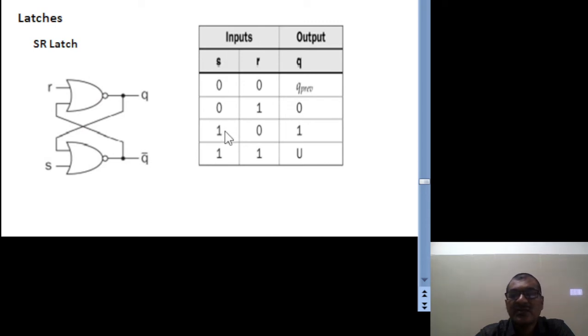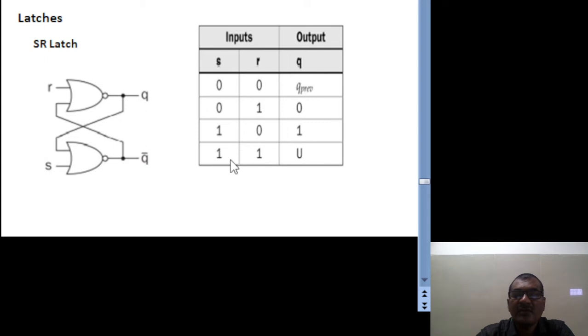Next, S is 1, R equal to 0. Now the combination applied at the input is S is 1, R is 0. What is the meaning? Since S is 1, it sets the latch. So the expected output is logic 1 in the set case. Suppose the latch was previously in set mode, it maintains the same state. Otherwise, if it is in reset mode, it comes to the set state. So whatever it may be, the expected output Q value is 1.